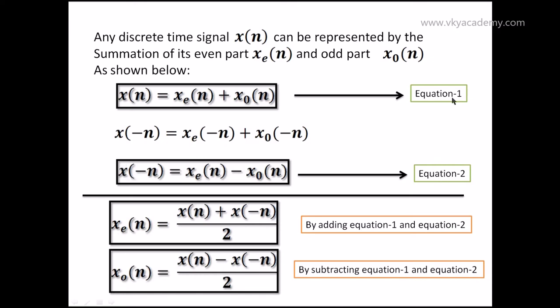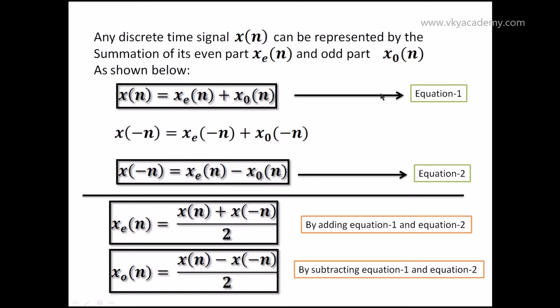Now add equation number 1 and equation number 2. So x odd n and minus x odd n will be cancelled out, and we will have x even n equal to x of n plus x of minus n divided by 2. So this is how we can calculate the value of x even n. So this is the formula for x even n.